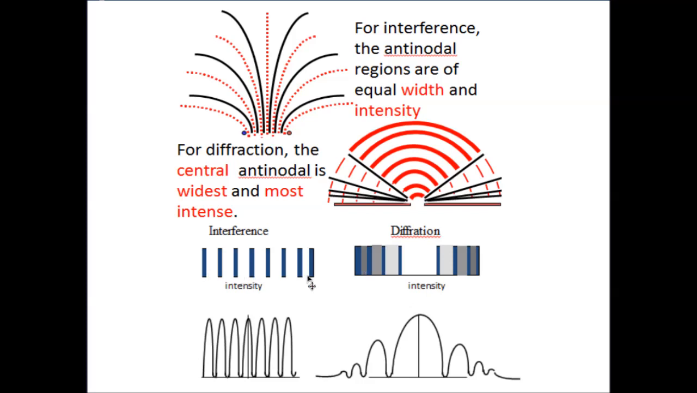This is what an interference pattern would look like on a screen, and here's what a diffraction pattern would look like on a screen, with the antinodals getting weaker and weaker, and the distance between the nodals getting narrower and narrower. Or if you were to graph it, they would all have the same intensity, the same width, and here they would have varying intensities and varying widths as you went out.